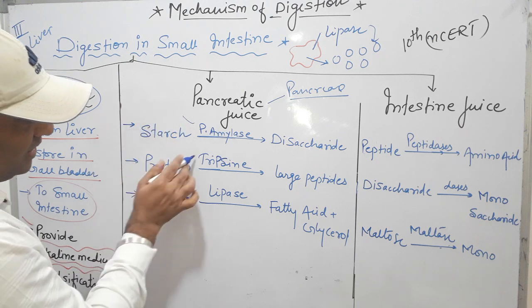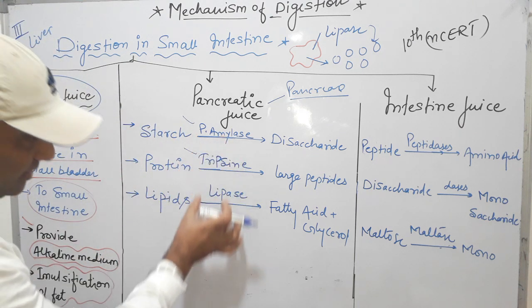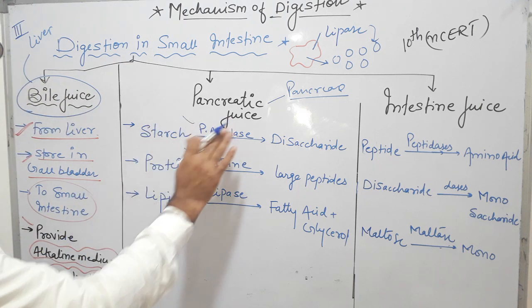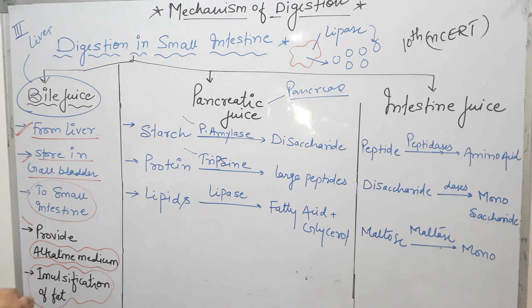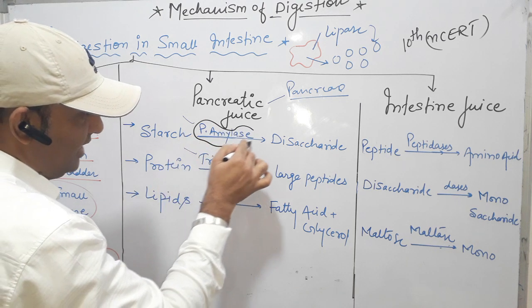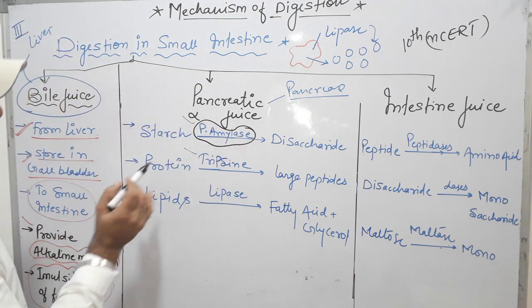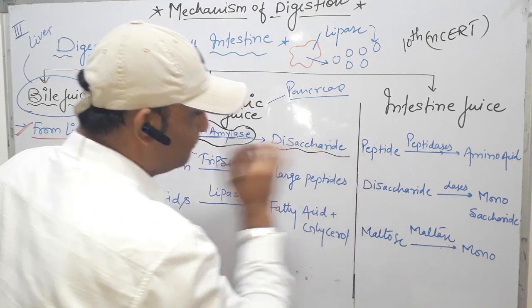Now, pancreatic juice contains which type of enzymes? Pancreatic amylase, trypsin, chymotrypsin, lipase. These are the main basic enzymes present in pancreatic juice. First is alpha pancreatic amylase. It digests starch into disaccharide.